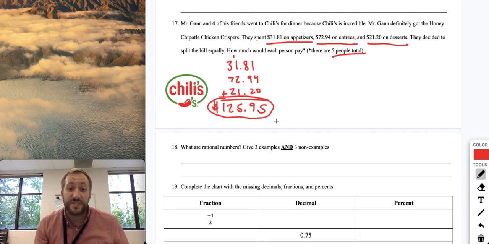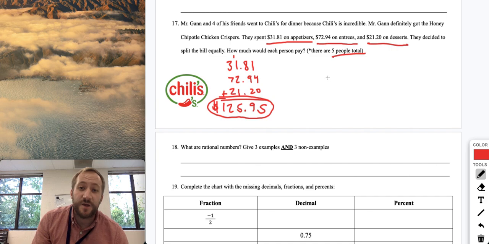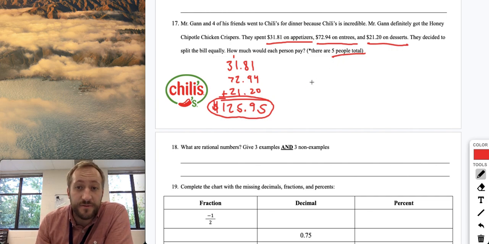5 people went, so they want to split that total among each of them. So they're all going to pay a little bit. So whenever we're trying to split this total up, we're talking about division. I'm trying to split the $125.95 up into 5 equal pieces. So $125.95 goes in the box. I'm going to split it up using this number 5.